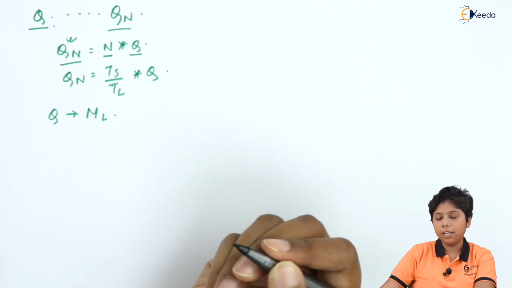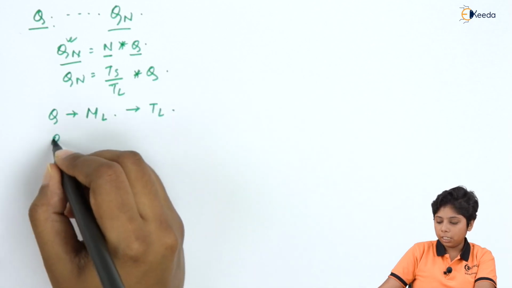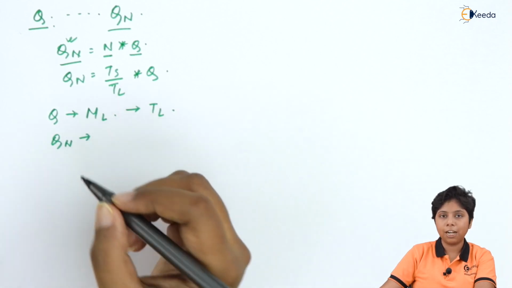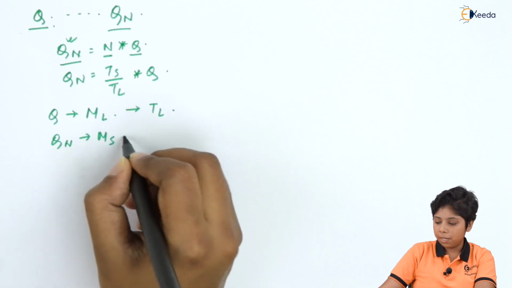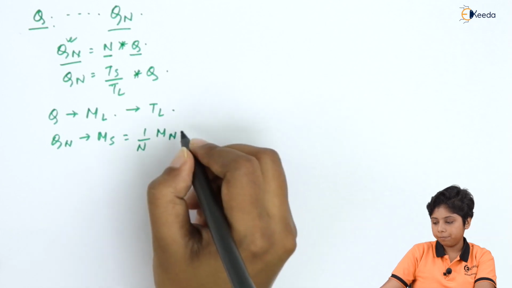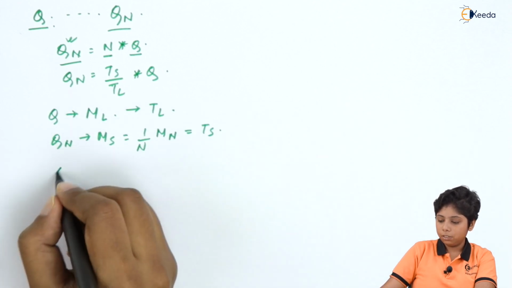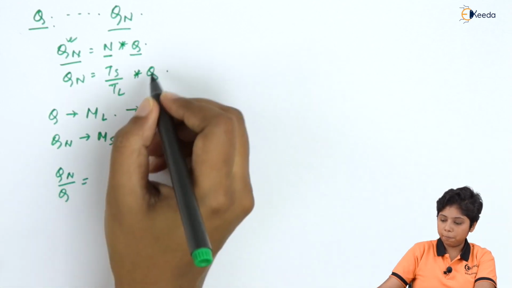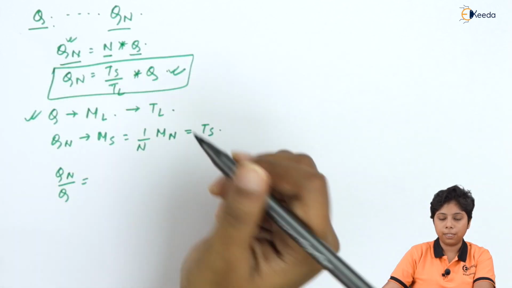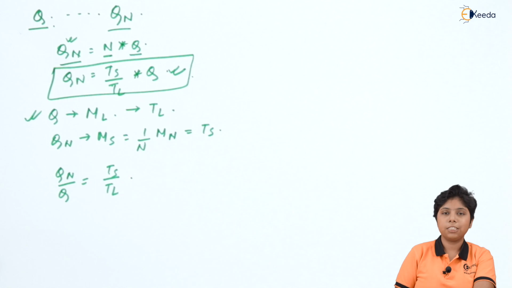So now if we use this definition, we can see that if Q is performed on a machine ML, which is a larger machine, and the time taken is TL, and Qn is performed on smaller machines, n times the larger machine, that means ms equals 1 by n of mn, then the time taken is Ts. So now my Qn by Q becomes Ts by TL. So now we have proved this relation from the scale up concept. This was my relation: Qn by Q equals Ts by TL.